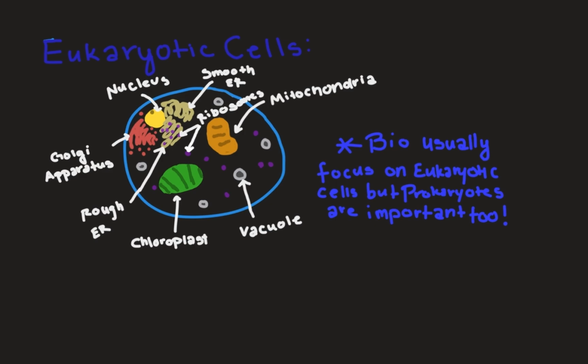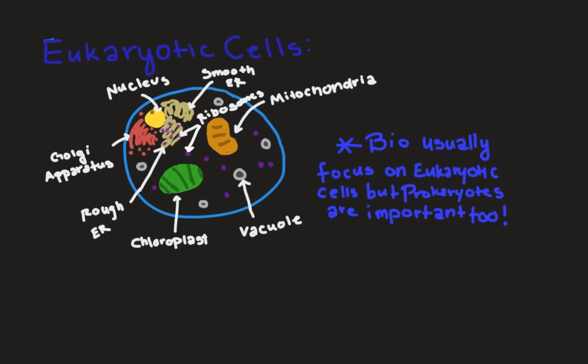The rough ER is covered in bound ribosomes, which I'll get to in a second. And basically, these make proteins that are going to be transported out of the cell. And in order for that to happen, it has to go through the Golgi apparatus, which directs the proteins and it also tags them so that they know where to go once they leave the cell.